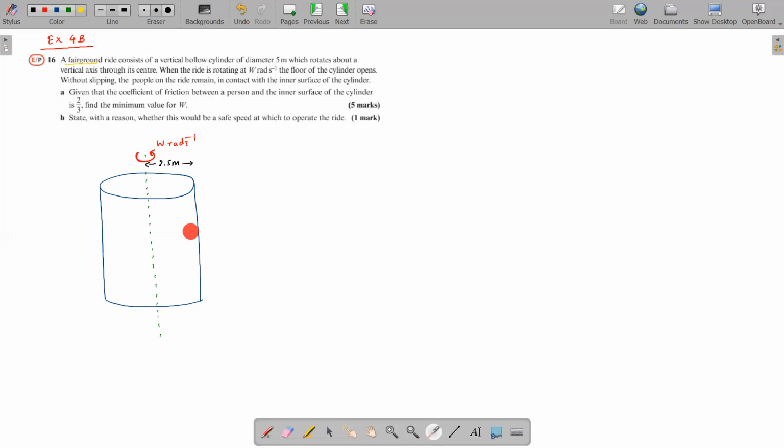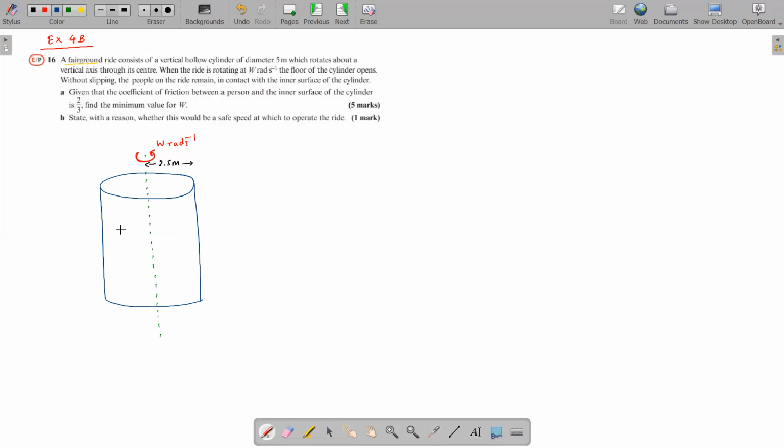Everyone is resting on the inner surface of the cylinder. They're asking, without slipping, people on the ride remain in contact with the inner surface of the cylinder, given that the coefficient of friction between a person and the inner surface of the cylinder is 2/3. So you have friction here. It's a rough surface. Find the minimum value of W. W is the omega, the angular velocity.